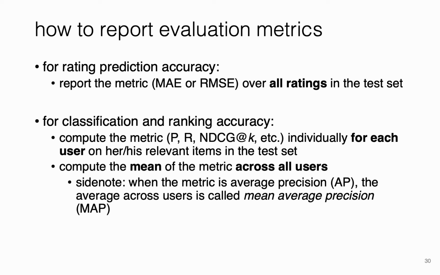For example, if we care for NDCG at k, we should compute NDCG at k for each user separately and then report the mean across all users. As a side note, when we compute the average precision across all users, the value we report is called the mean average precision. And this is not the case for other metrics. That is, although we compute the mean NDCG across users, people just refer to it simply as NDCG.